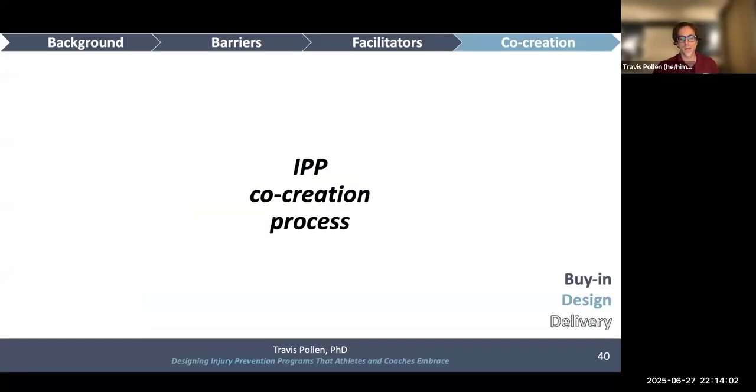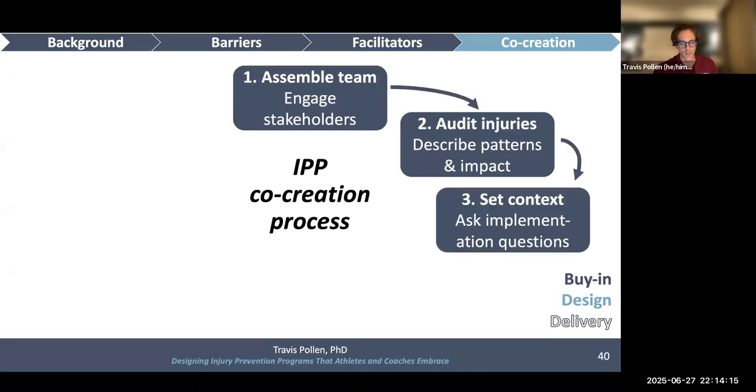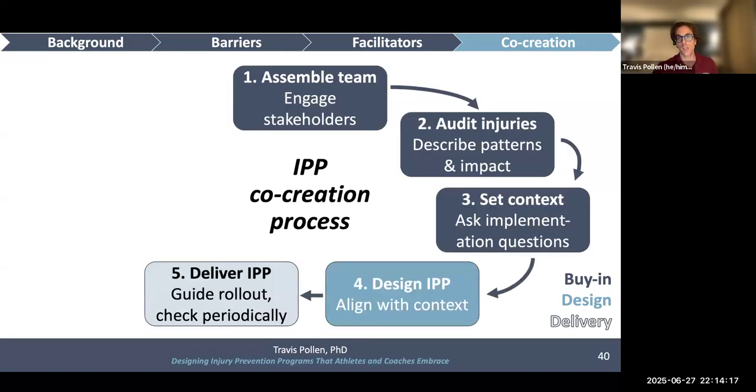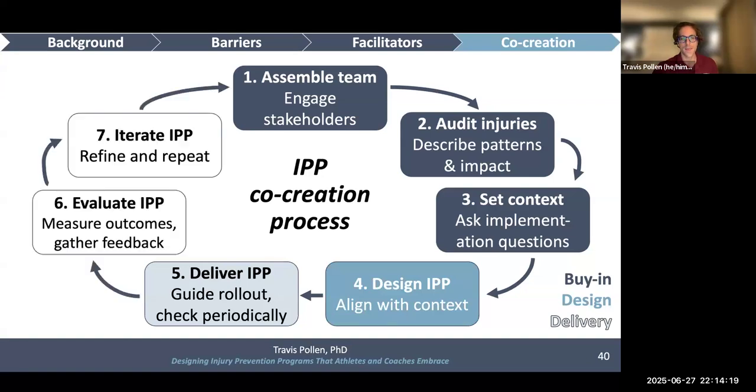So I've come up with a 7-step sequence that you can use to co-create an injury prevention program. My intention here is to give you a roadmap that you can apply to any setting. The first 3 steps are buy-in related. The next 2 are design and delivery related. And then we have the evaluation and iteration processes. At each step, we're going to be leveraging our facilitators to break down the barriers to injury prevention. So we'll go through each of these one by one, starting with the buy-in steps.